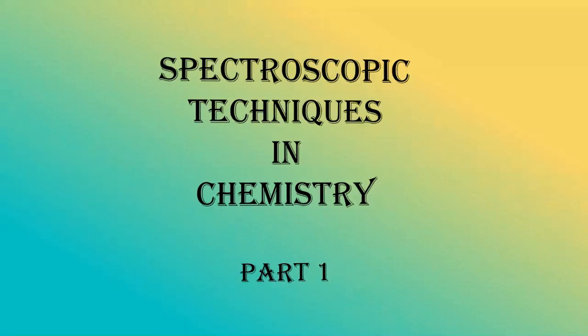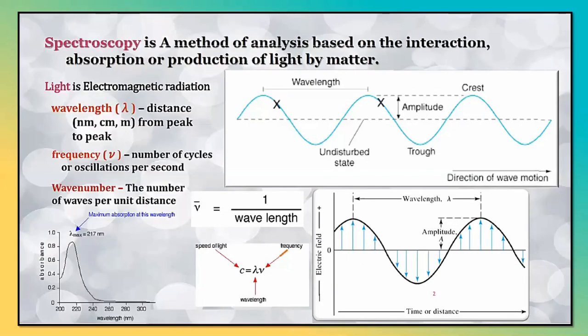Before going into the details of spectroscopy, let us first find out what spectroscopy is. If we cut the word spectroscopy in between, it becomes spectro plus scopy, meaning something that deals with light. Spectra is basically dependent on light.